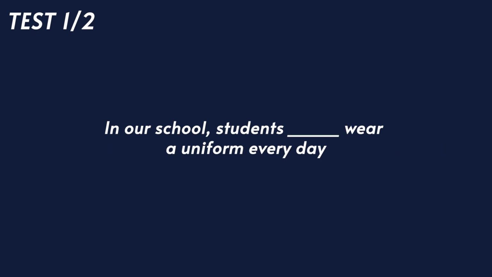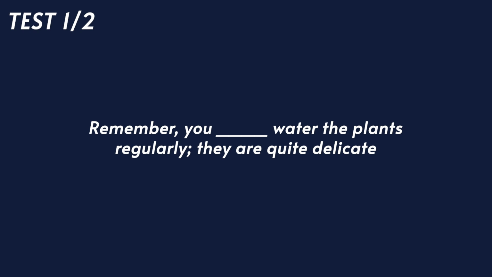Second, in your school, students wear a uniform every day. Have to or must? The answer is have to. In our school, students have to wear a uniform every day, as it is a rule or obligation. The next sentence. Remember, you water the plants regularly. They are quite delicate. The answer is must. You must water the plants regularly because it is a personal obligation due to their delicate nature.